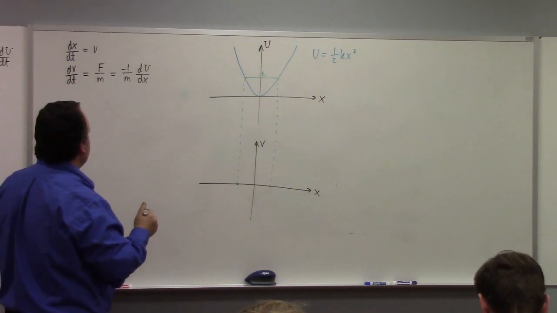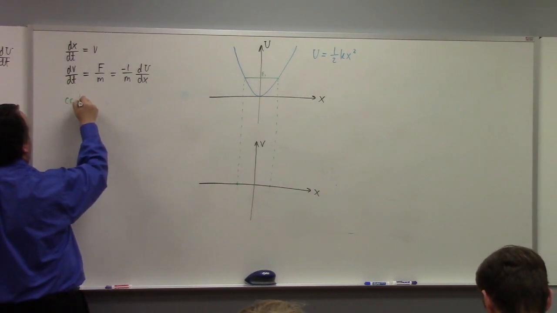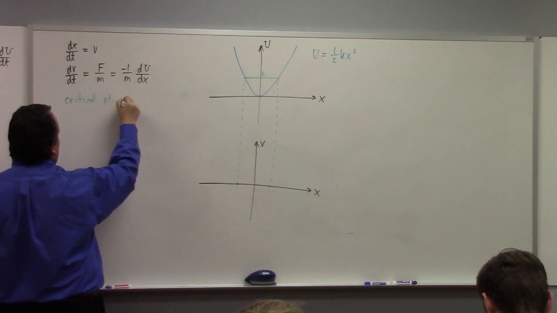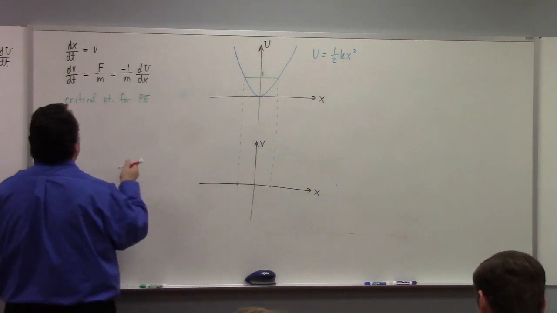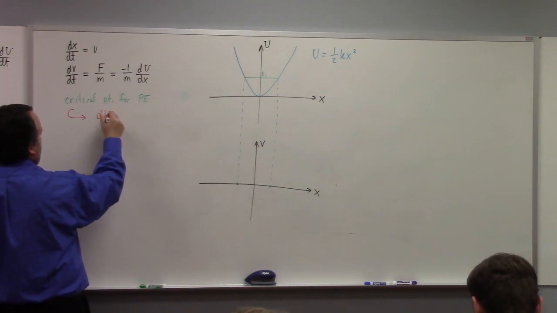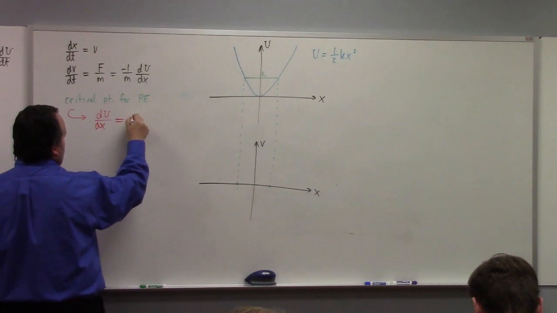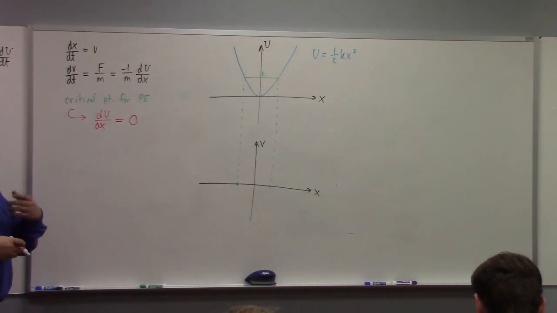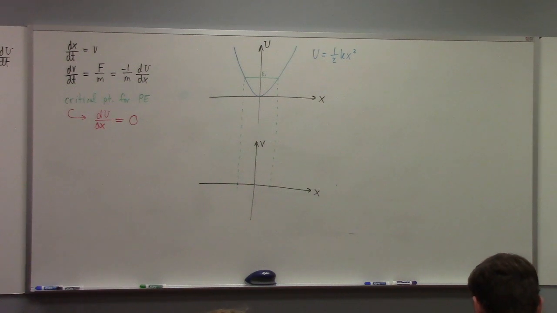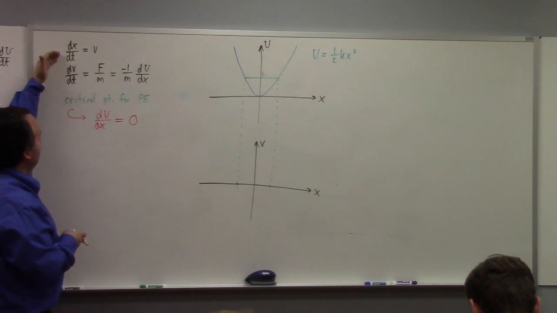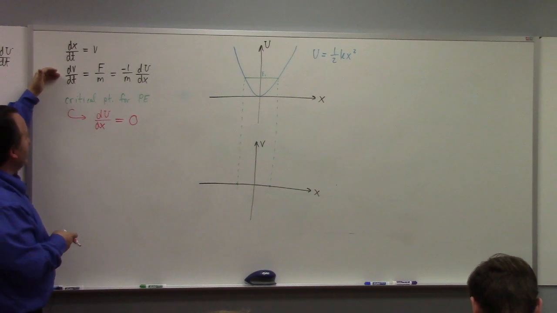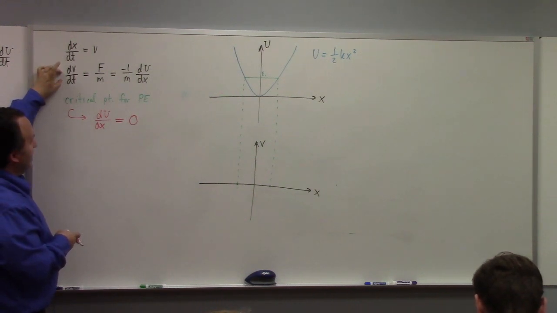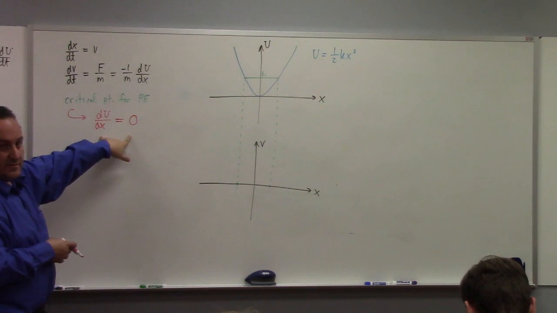Furthermore, think about this. Critical point for your potential energy means what? dU/dx equals 0, right? Where your potential energy has a horizontal tangent, that's a critical point. What's the situation here? Well, dx/dt is v, right? dv/dt is related to dU/dx. So this says that dv/dt is going to be 0 precisely where we have critical numbers for the potential energy.